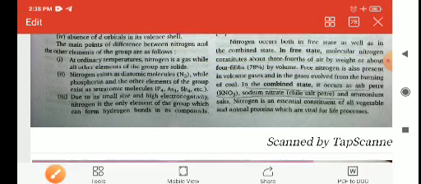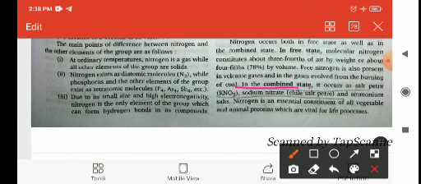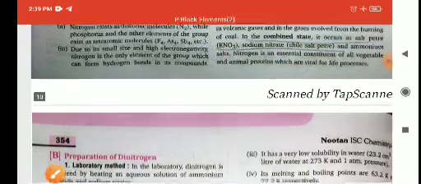Okay, in combined state, it is found as saltpeter. Saltpeter means KNO3, and sodium nitrate, which is also called chile saltpeter, and ammonium salts, etc. So nitrogen is an essential constituent of all vegetable and animal proteins which are vital for life processes. Okay, so it is a very important and useful element.